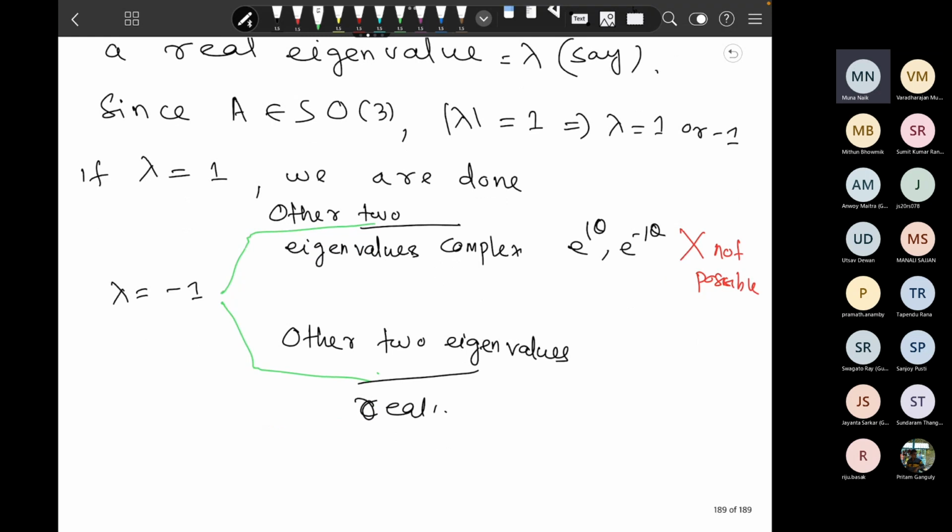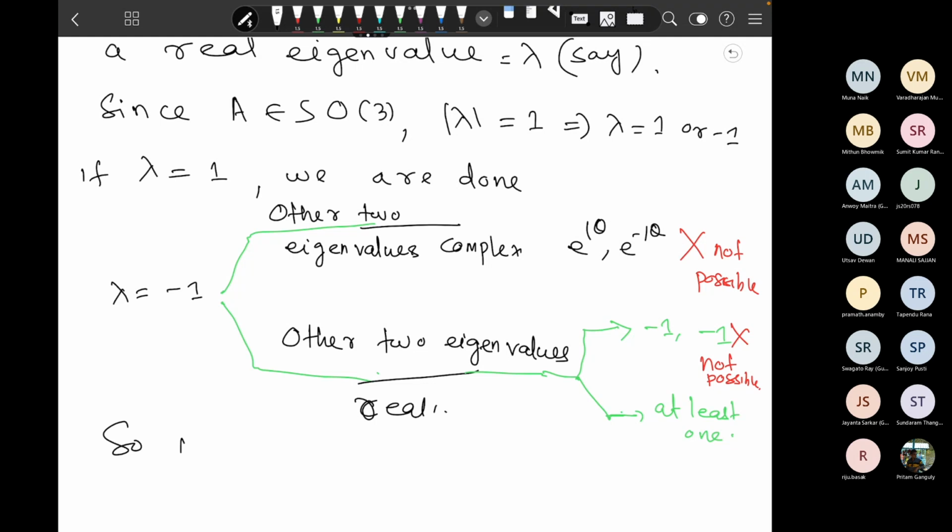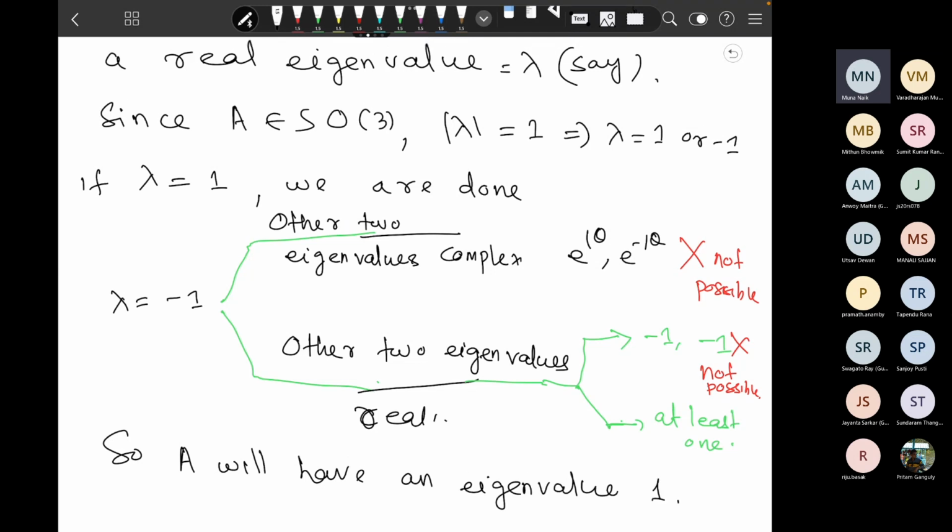If the other two eigenvalues are real, we again have cases: everything is minus 1. If everything is minus 1, then the determinant will be minus 1, and this is also not possible. So the last case remains, and A will have an eigenvalue 1. So this is clear.